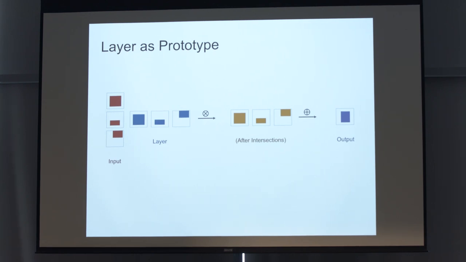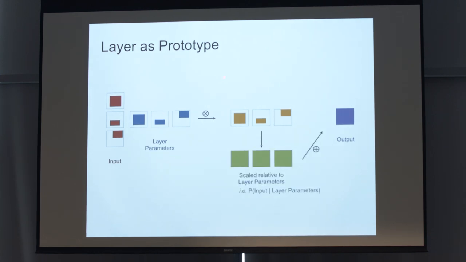So what would that look like? I guess first we would do the intersections here and get this, and then we would do the weighted sum together here, which yields this. But this is not maximally active, right? It's not filling the space. So that's a little bit broken.